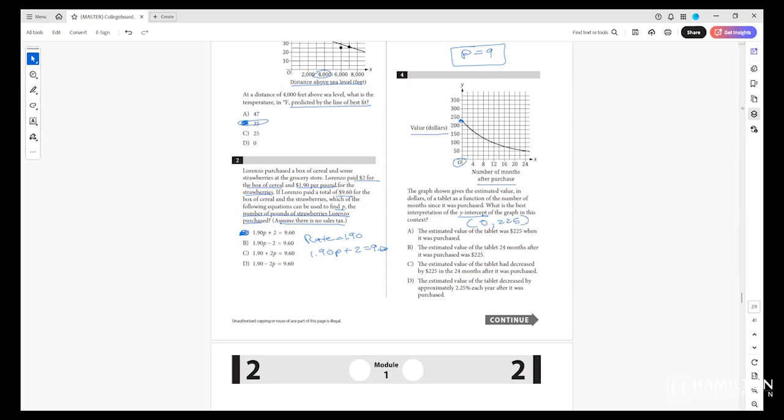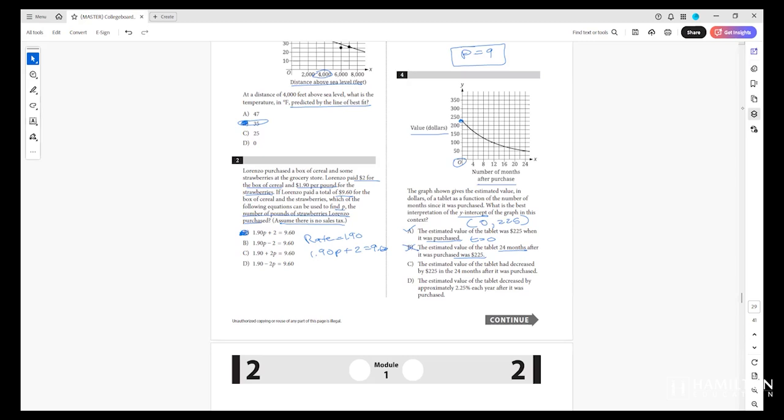Let's look at the answer choices. A, the estimated value was 225 when it was purchased, so that sounds exactly right when time is 0. B, the estimated value of the tablet 24 months after it was purchased, 225. Well, 24 months is here, and that's 50, but that would not be when time was 0. That would be when time is 24. We can cross off B.